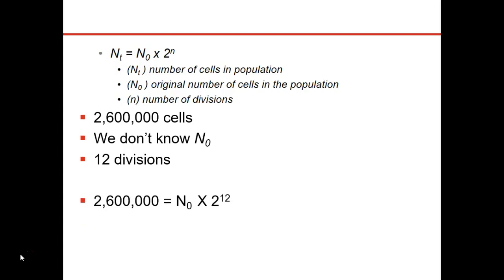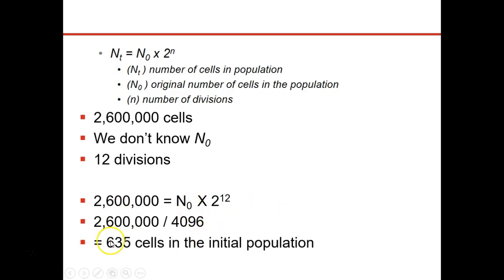So the equation would look like this: 2.6 million equals N sub 0 times 2 to the 12th. Another way to put that would be 2.6 million divided by 4,096, because you're going to take this number, which is 4,096, and divide it on both sides to get N sub 0 alone, and you end up with N sub 0 equaling approximately 635 cells in the population initially.